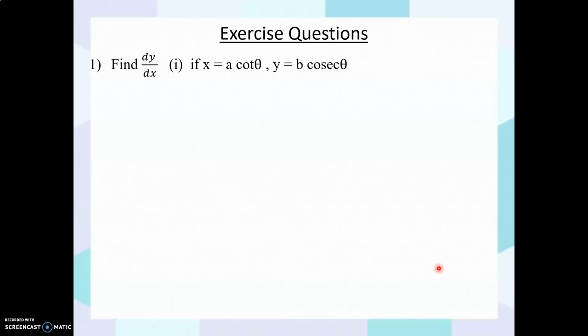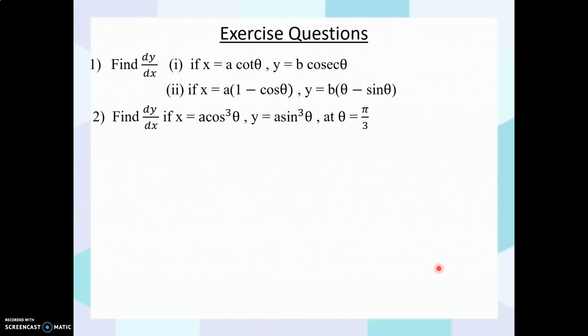Some exercise questions are given to you. You have to solve it.